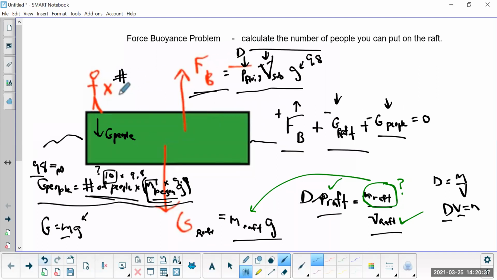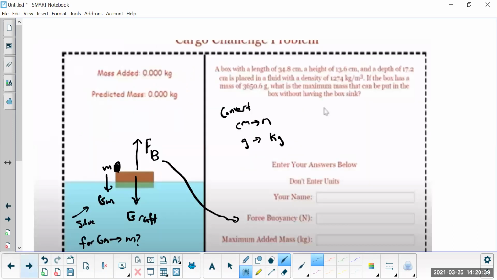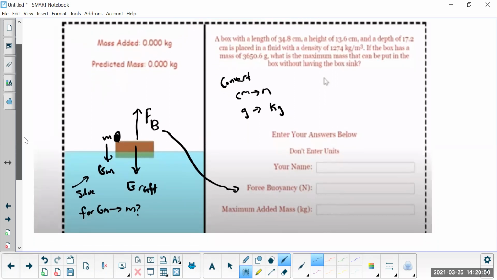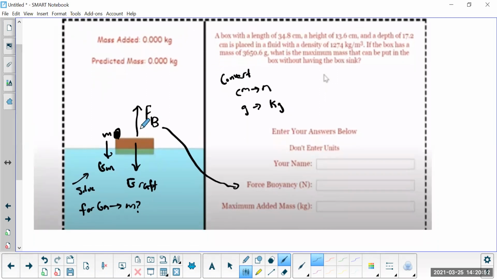So that's the first simulation. The second one is not that different. It just requires a slightly different kind of solving. Instead of solving for the number of people, you're looking for the total extra mass that you would put on there. So it's really the same kind of process. You've got the buoyant force pushing up, so that's the positive force. You've got gravity trying to pull down, which is negative.